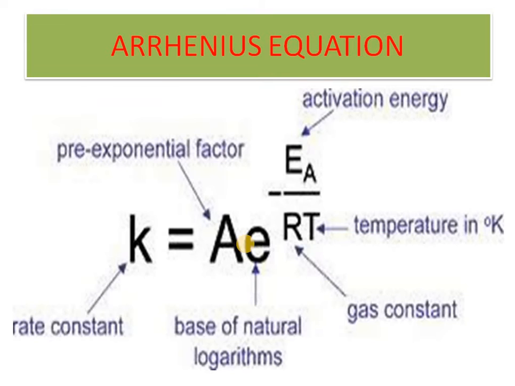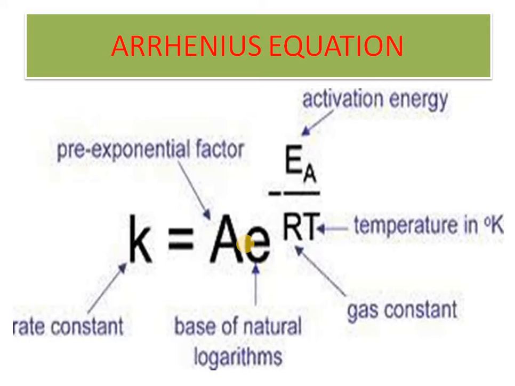Now next, we have studied this in part 1 also, but I am going into detail now. K is equal to A e raised to power minus Ea by RT. This is the Arrhenius equation, the first form. The Arrhenius equation has 3 forms, so first we are discussing this one.